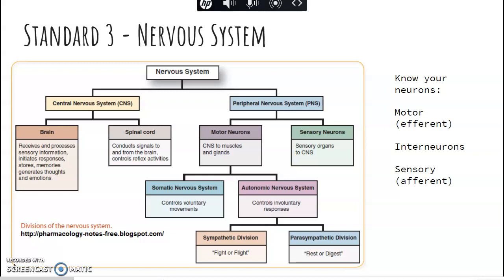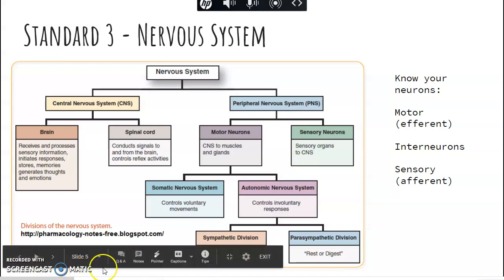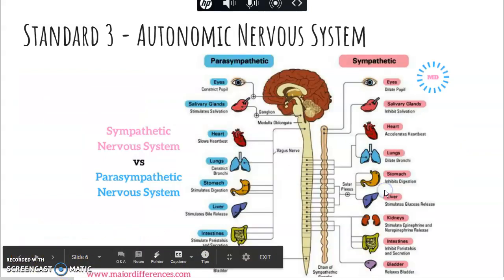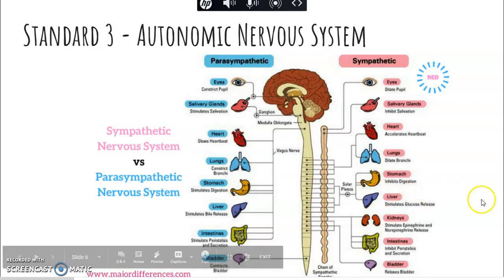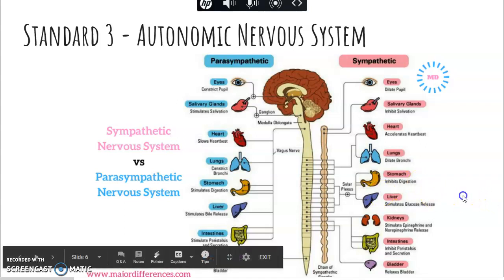Okay, and so it'll send the messages to your brain. Interneurons are in your brain and spinal cord, and they are the in-betweeners, the relays in between the motor and the sensory neurons, okay? So remember those. Here's your autonomic nervous system. Know the effects of sympathetic and parasympathetic. Those are super easy. They're on the chart. I think you can handle that one.